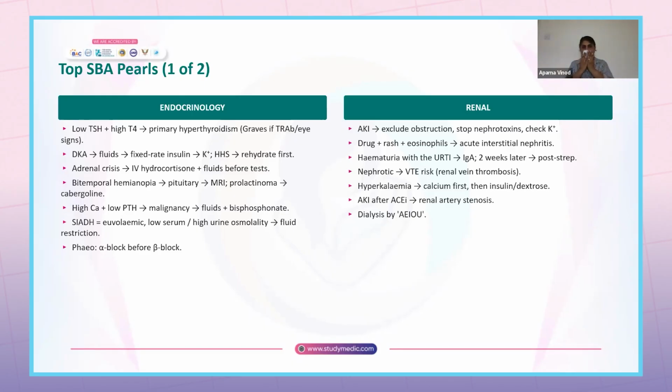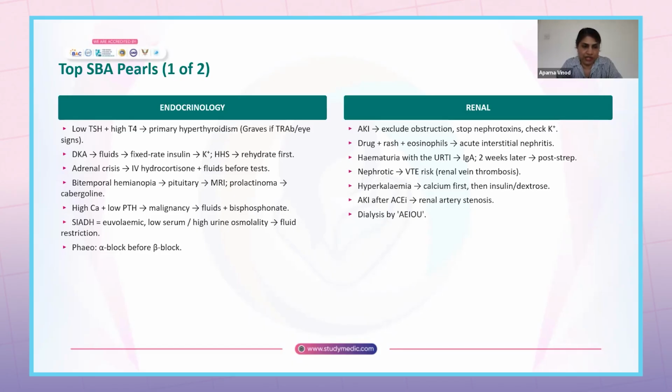hypokalemia, so monitor potassium. In HHS, rehydrate first. In adrenal crisis, give IV hydrocortisone and fluids before you try to establish the diagnosis. In bitemporal hemianopia, it is usually because of mass in the pituitary, so go ahead with MRI. When there is prolactinoma, treat it with cabergoline.